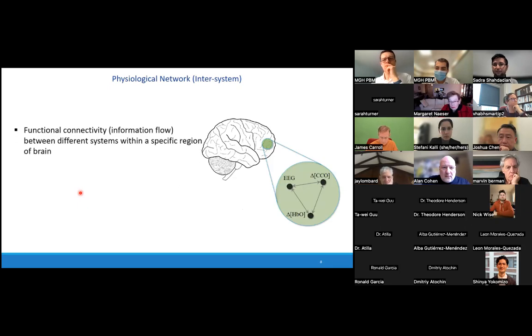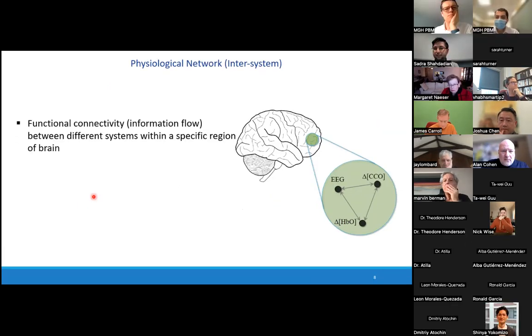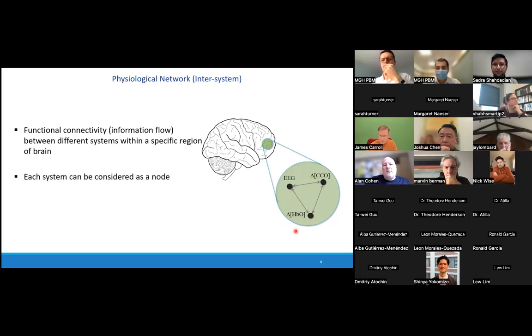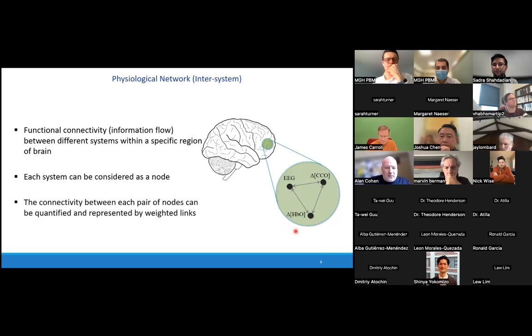On the other hand, we have the physiological network, or intersystem network, which is the functional connectivity showing the information flow between different systems within a specific region of the brain. For example, in this figure, you can see that we have EEG, delta CCO, and delta HbO as different systems in the same region, and we want to see how these interact with each other. Each system can be considered a node, and the connectivity between each pair of nodes can be quantified and represented by weighted links.